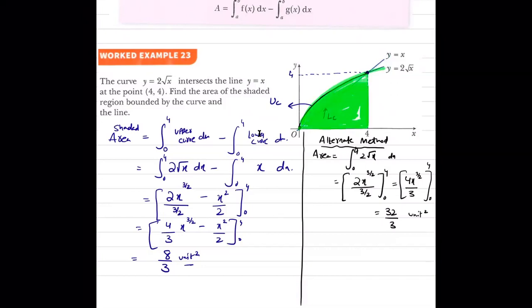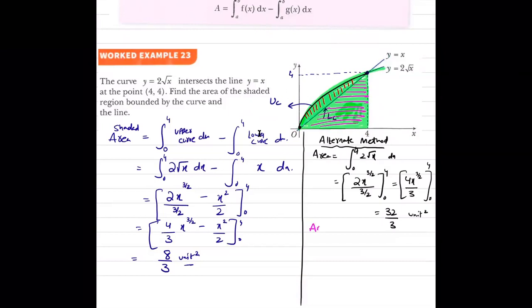When I go for the alternate method and apply integration on this curve from 0 to 4, it is going to get me the area to the left of 4 and above the x-axis, so this entire area. But I don't want the entire area, I just want this area. So in order to find this area, I'll have to subtract this triangular area from the working.